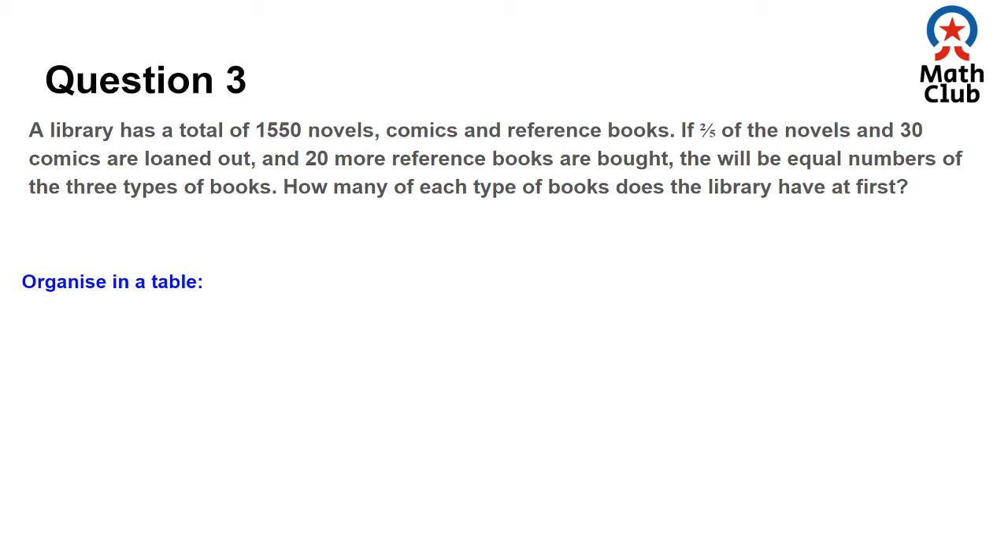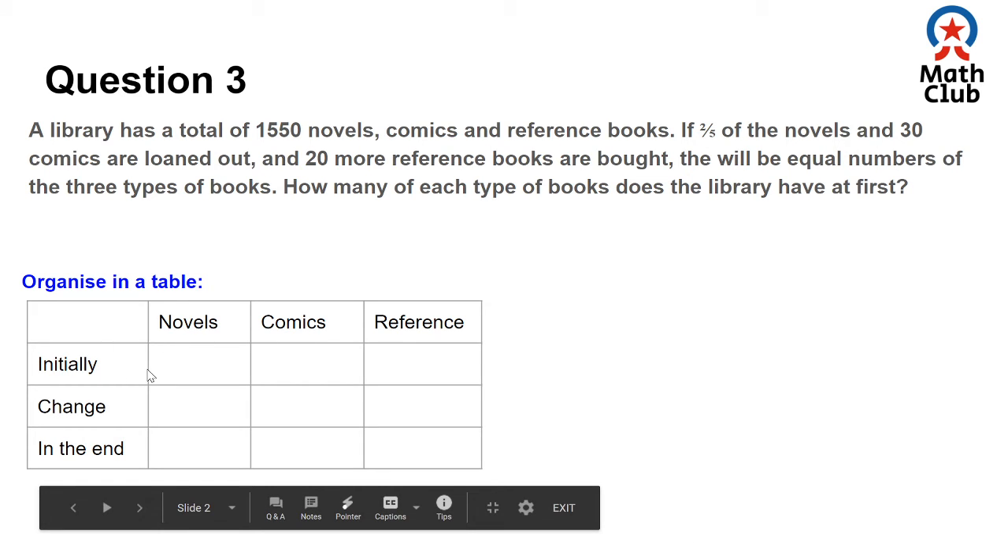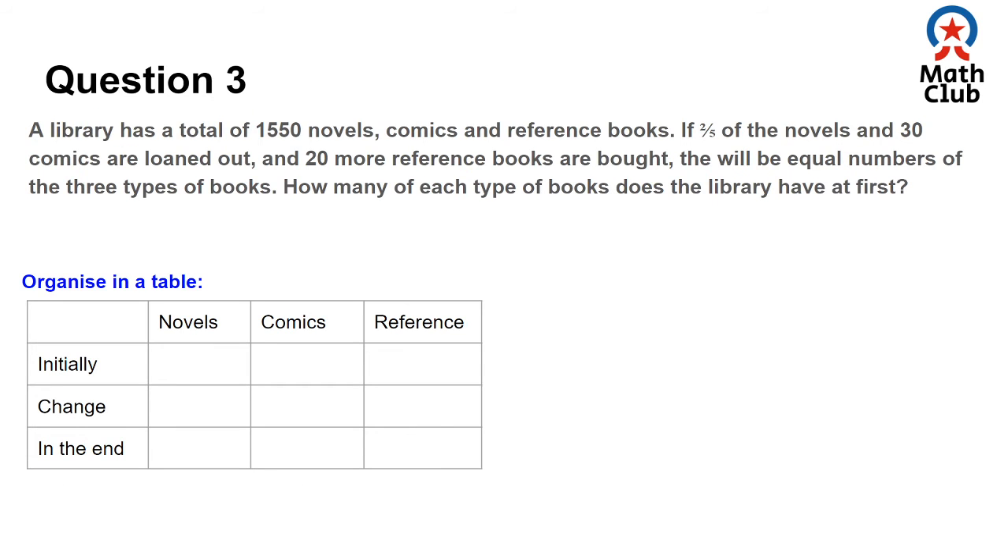So first of all, you can see there's a lot of jumble of information. There is novels, there's comics, there's reference books. And as always, the best way to organize information is in a table. So we have a table over here, quite a classic table. So we have novels, comics, and reference over here. And we've got the initial amount, the change, the number of books, and in the end. So here is something that I like to use, the table method. So first of all, we need to fill out the table.